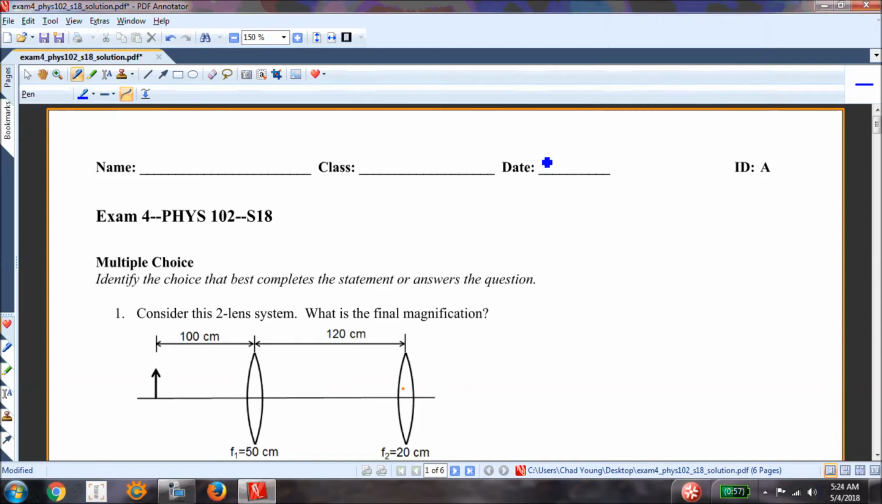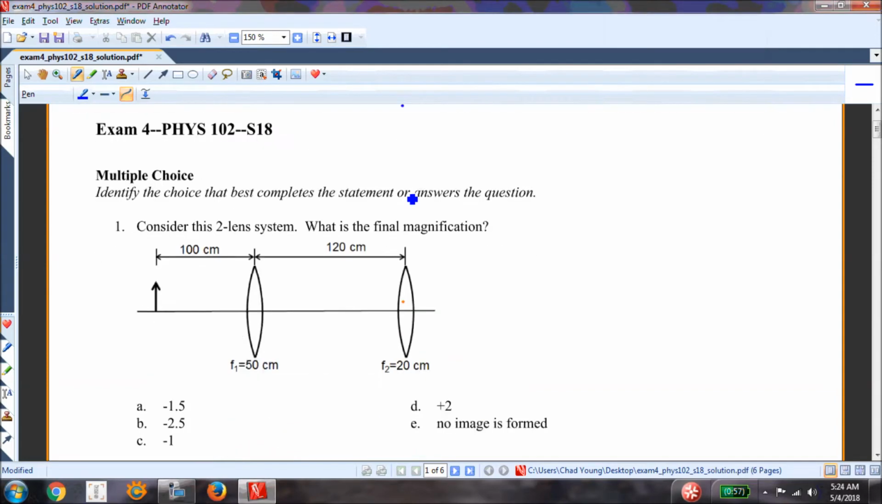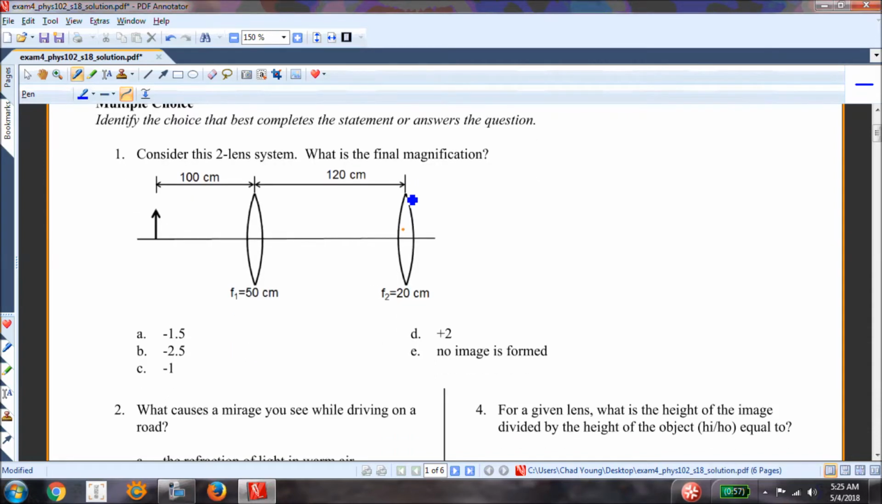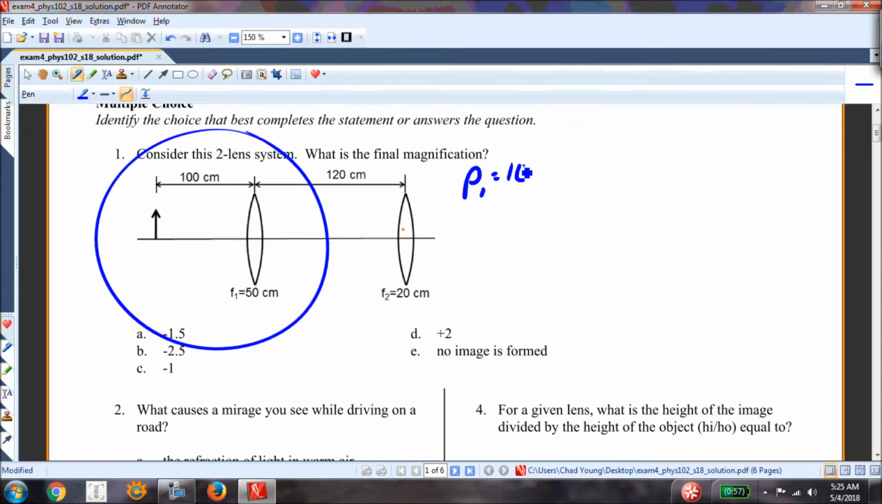Okay, this is exam 4, physics 102, spring 18. Here we have a two-lens system. I want to split this into two pieces, so I first do this part where P1 is equal to 100 centimeters, F1 is 50, and I want to know what is M1, that's negative Q over P, so I need to know Q1, that's going to be 1 over F minus 1 over P.